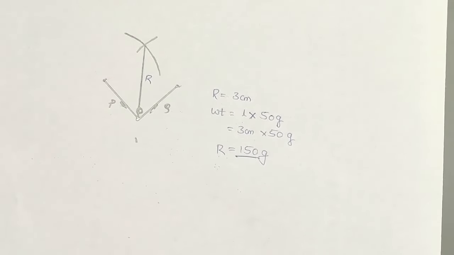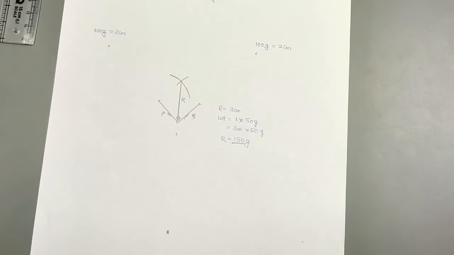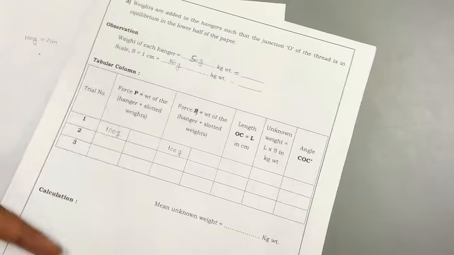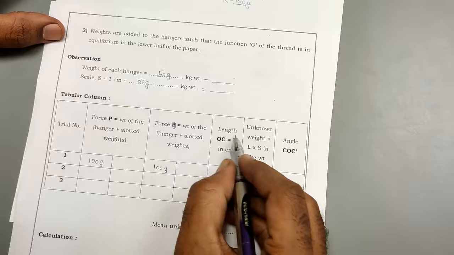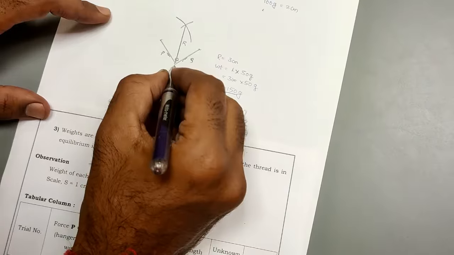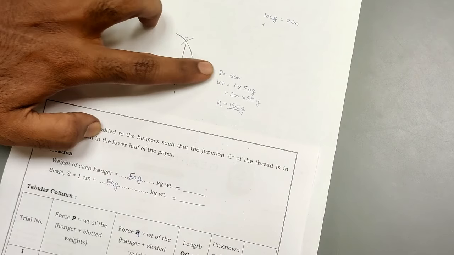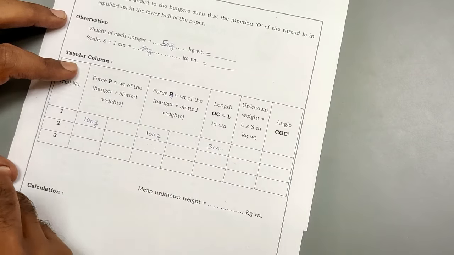Okay, now let us note down this unknown weight in the observation table. So this is the observation table. See what they have told here. We have to write length OC. This is the O and this is the junction C, right? So how much is the length of OC? That is 3 centimeter. So I will write it here. It is 3 centimeter. Correct?